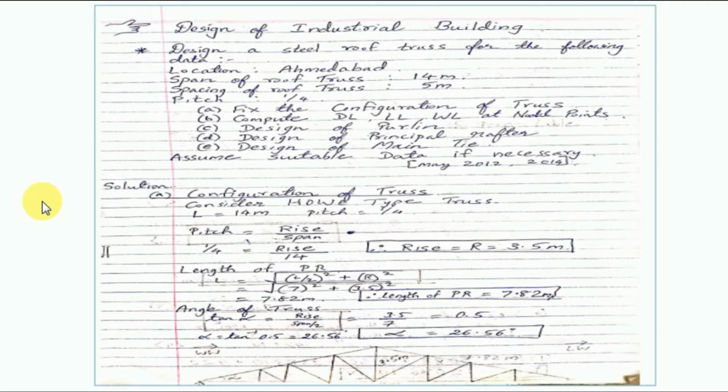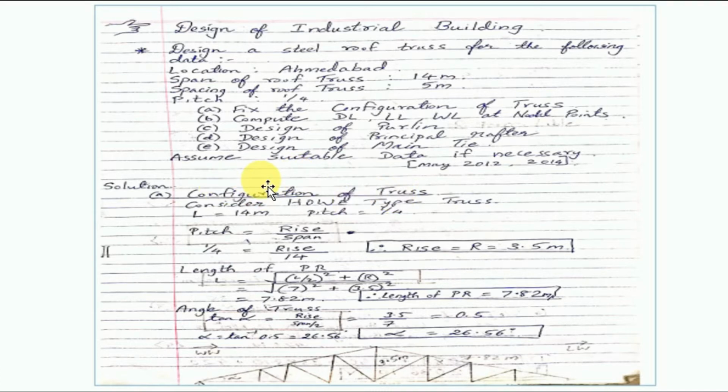Pitch is given 1 by 4 and we have to find the following. Fix the configuration first. Compute dead load, live load, wind load at the nodal points. Design of purlin. Design of principal rafter. Design of main tie. Assume suitable data if necessary. This example was in our university exams. So we will be designing one by one.